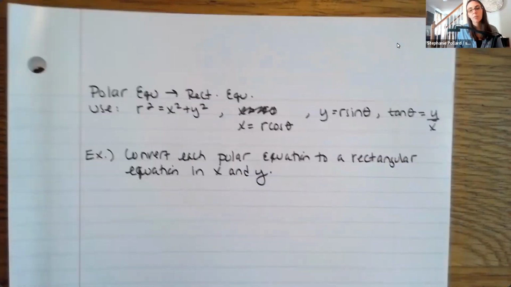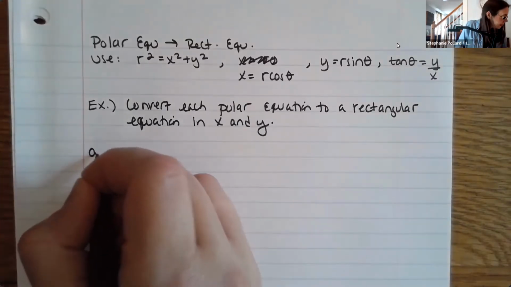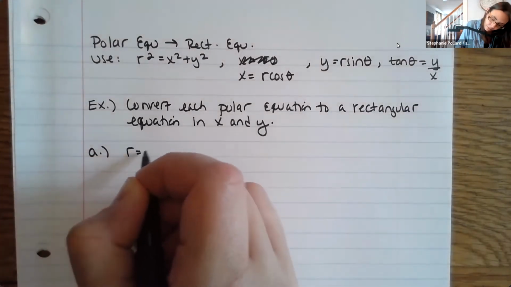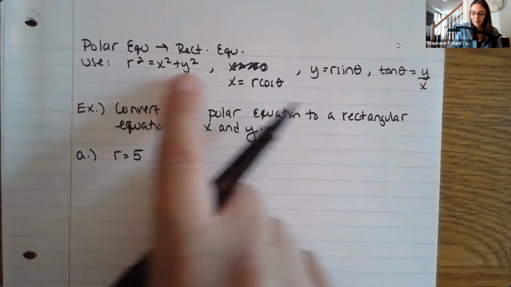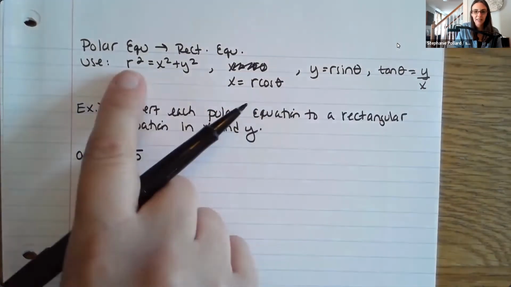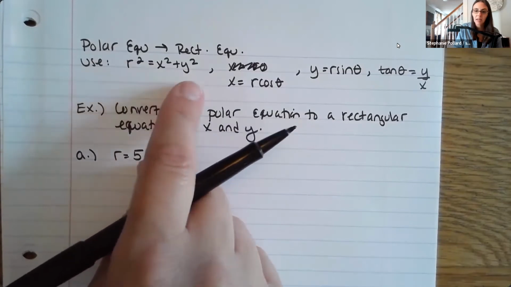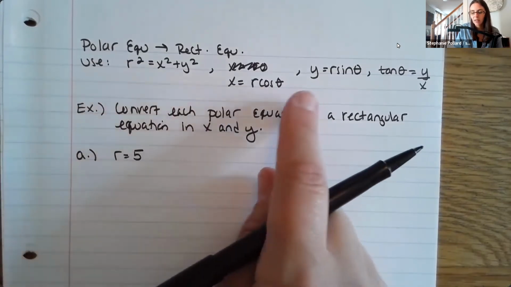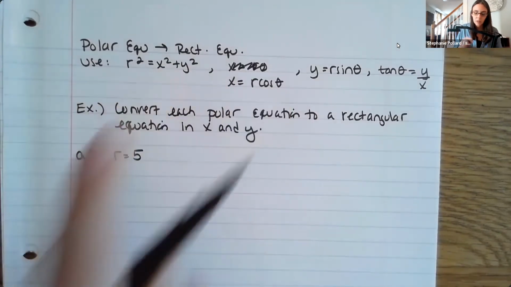So we're going to convert each polar equation to a rectangular equation in x and y. So let's start with example A. r equals 5. Okay, there's really not too much to do here. If I look at all my equations, I have a few different options, but the one that stands out to me is this r squared, because I want things in terms of x's and y's, and I see an r here. Whereas here I see an r, but I still see cosines. So this is the one that says, hey, this probably will work. So I'm going to go ahead and do that.